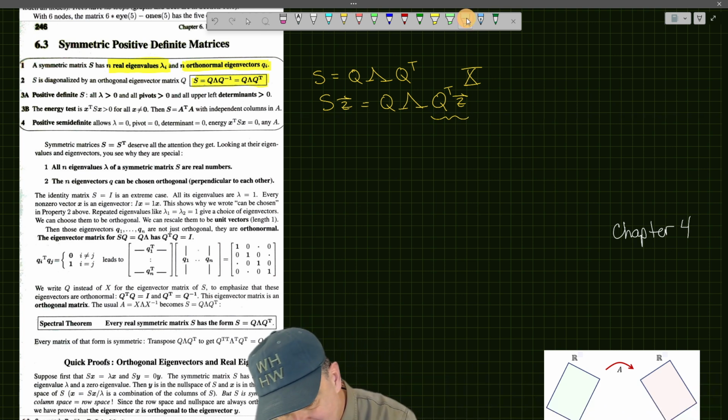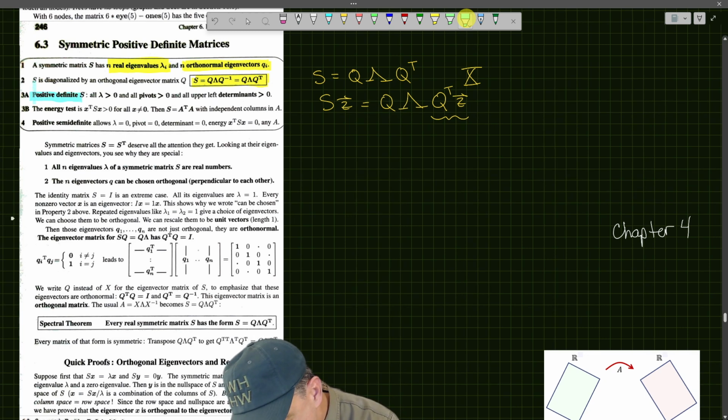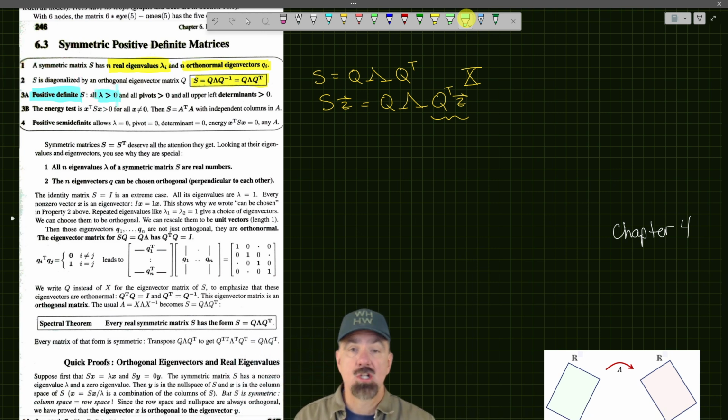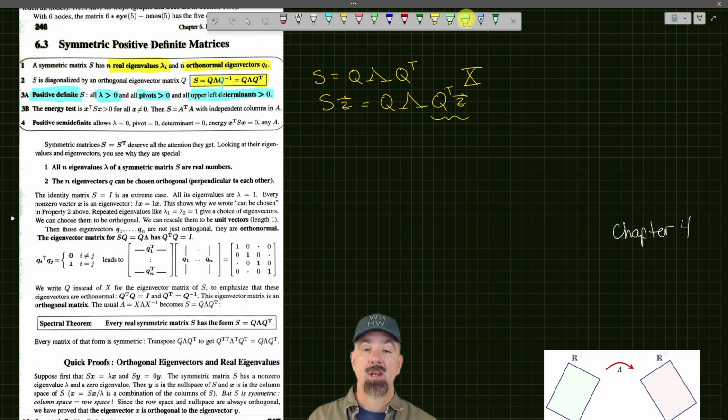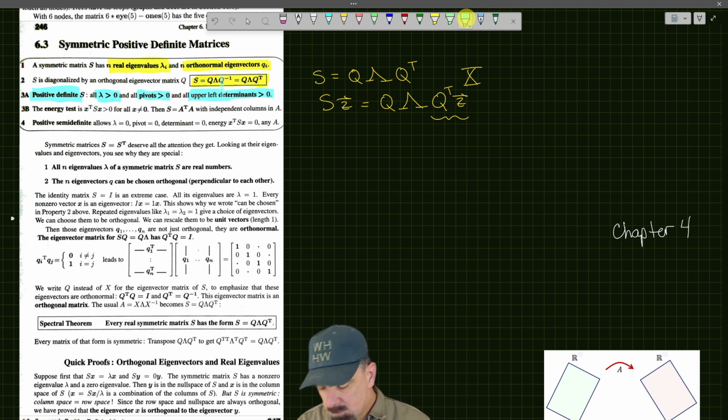Continuing on then, we have some results here about positive definite matrices. A positive definite matrix is by definition a matrix that has all positive eigenvalues. Associated with that, we're going to have positive pivots and what he calls the upper left determinants. So not only the determinant of the matrix itself, but all of the upper left determinants, and I'll show you what those are, are also positive.